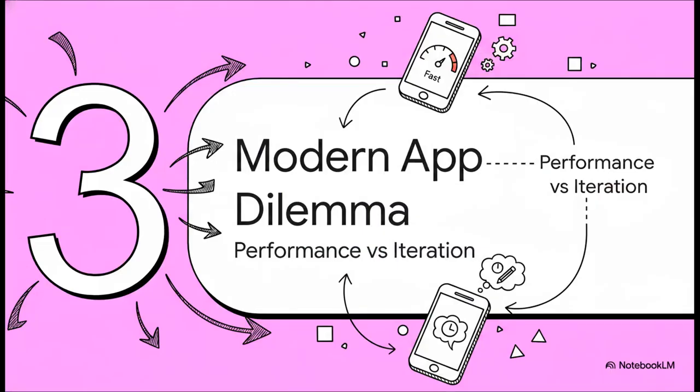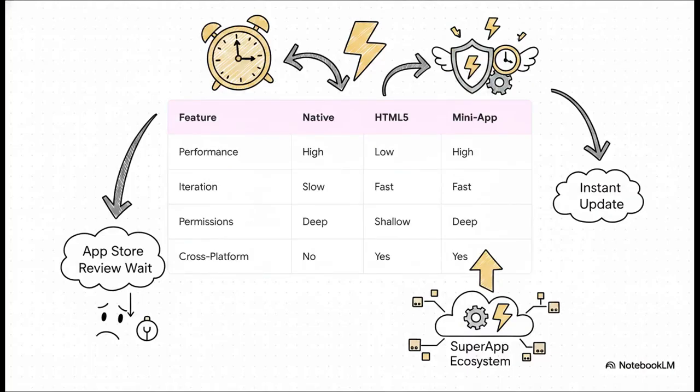Which brings us to Section 3, the modern app dilemma. It's a classic tug-of-war between performance and iteration. Look, developers face a really brutal choice every single day. If you build a purely native app, your performance is going to be incredible, but your iteration speed is painfully slow because you're always waiting on App Store reviews. On the other hand, embedding HTML5 web pages gives you lightning-fast updates, but it completely tanks the user experience with low performance and very shallow system permissions.